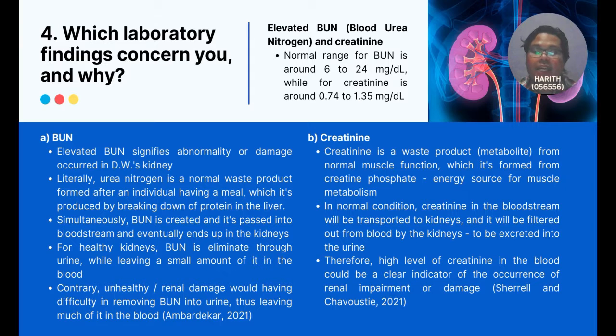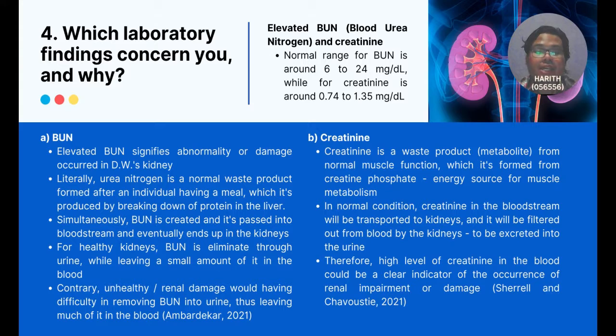For the first one, elevated BUN, or blood urea nitrogen, and creatinine. The normal range for BUN is around 6 to 24 mg per deciliter, while for creatinine it is around 0.74 to 1.35 mg per deciliter. The elevated BUN signifies abnormality or damage occurring in DW's kidney.